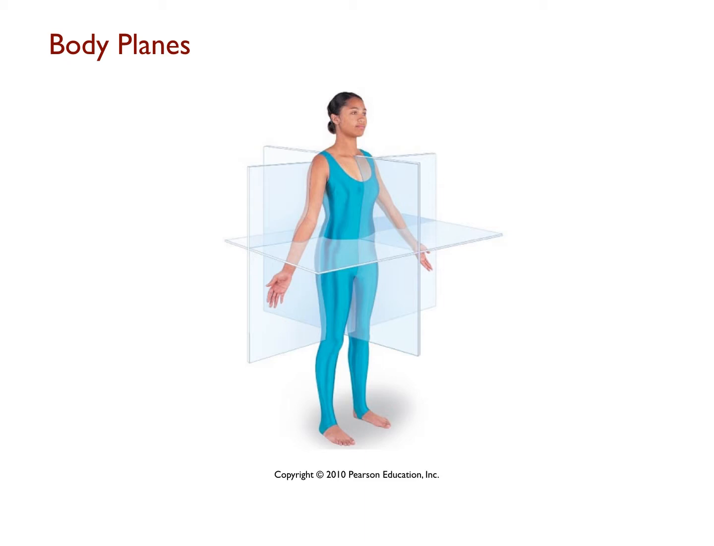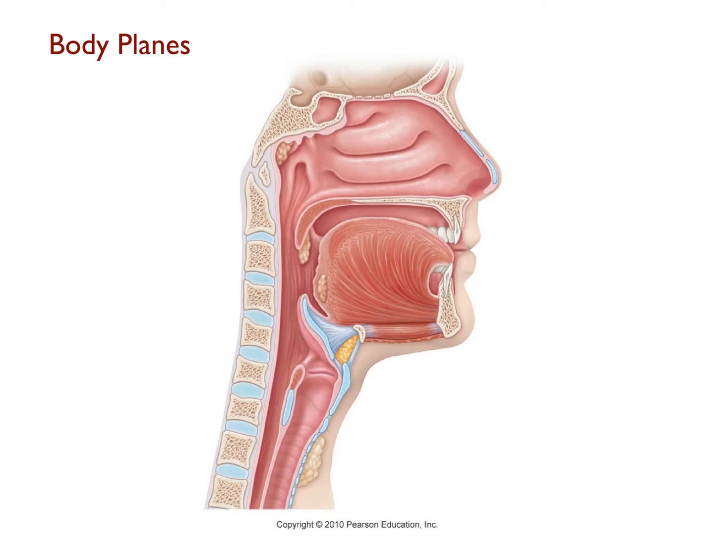The second plane that can be used to divide the body is the mid-sagittal plane, which runs through the midline of the body, dividing it into right and left mirror image halves. For example, the head shown in this figure has been cut by making a mid-sagittal incision.